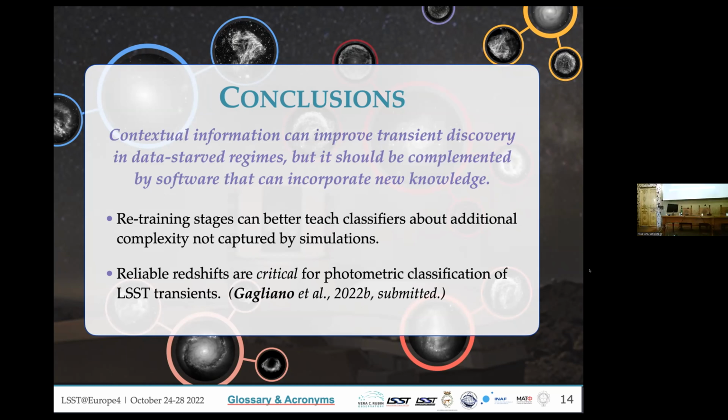Yeah, there's a question on Slack, from Fabio Ragosta. How can the number of filters available substitute the host galaxy information on classification performance?